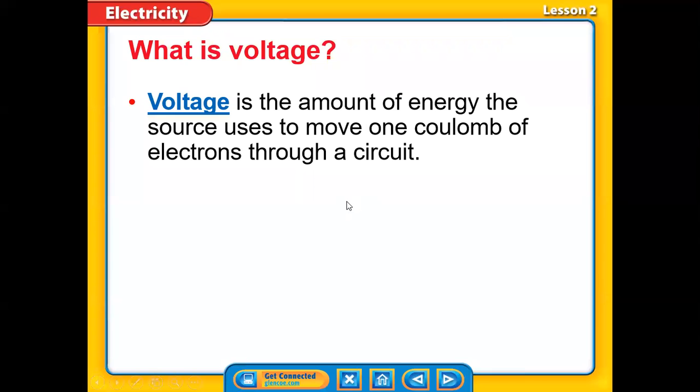Okay, guys, today inshallah we're going to continue what we started this week. We start talking about lesson 2 of chapter 19. We're still talking about the electric current.